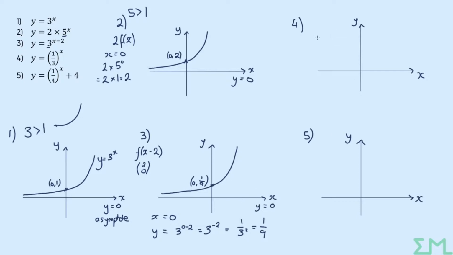Okay, question 4. Right, a third to the x. So straight away we're noticing that a third is less than 1. So we've got our flipped around exponential function that's reflected in the y-axis.